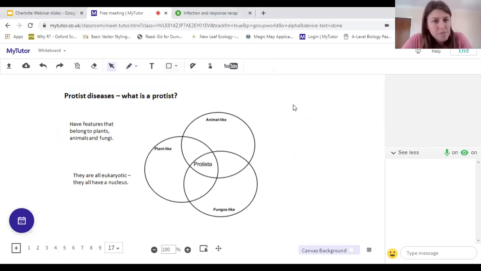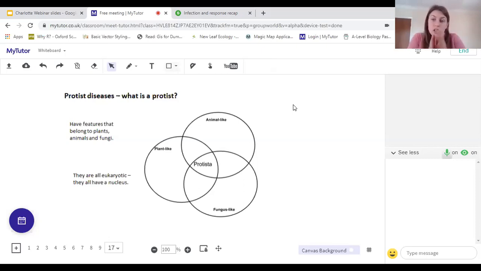So, a protist, it's an animal. Well, it's a eukaryote, not technically an animal. Protists are very strange organisms that have features that belong to plants, animals, and fungi. They're not really any of them, but they have features common to them all. So they are eukaryotic, they have a nucleus, so they're not like bacteria. Bacteria are all prokaryotic. We're going to cover this next week, so if you're a bit confused about cell biology, that's what we're going to do next week as well.